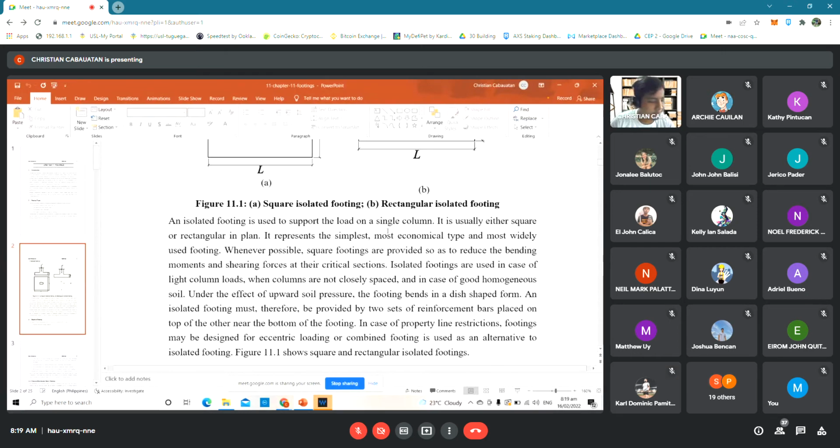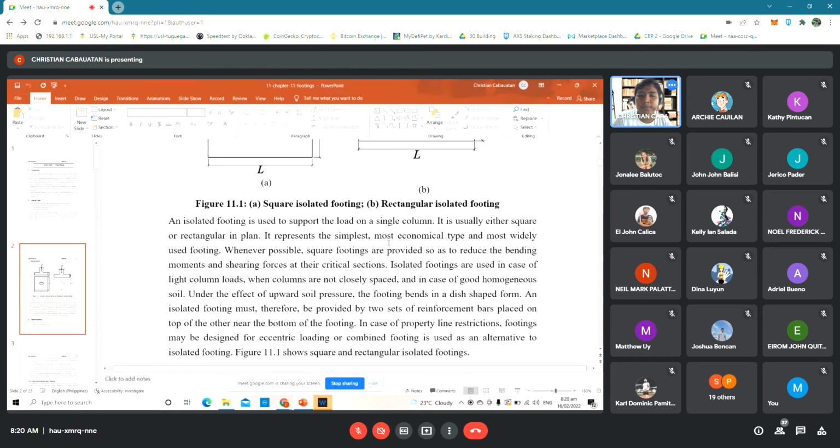It is usually either square or rectangular in plan, your isolated footing. It represents the simplest, most economical, and most widely used type of footing. These types of footing are the ones used in construction. They are more popular, and of course as engineers, we also consider the economic effect. If it is more economical, that is what we will use, as long as it is safe for the building.